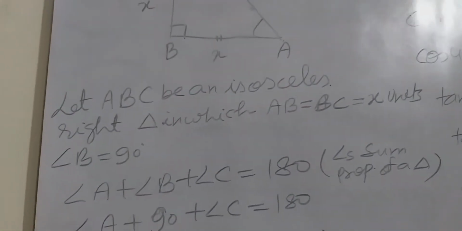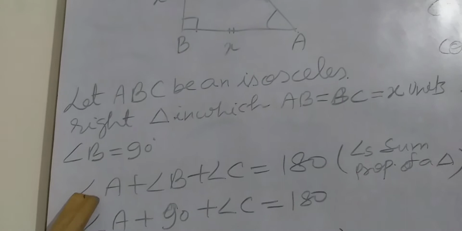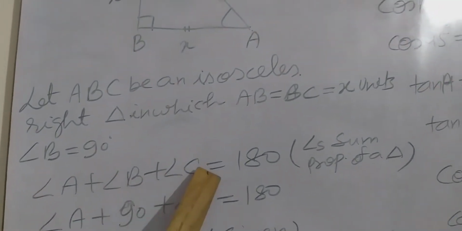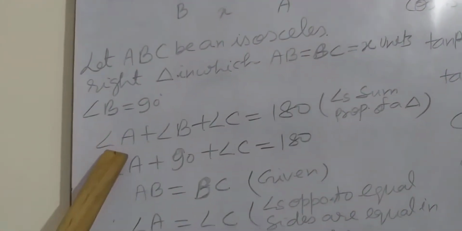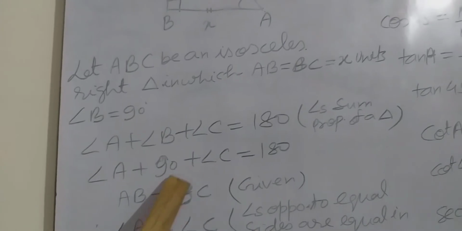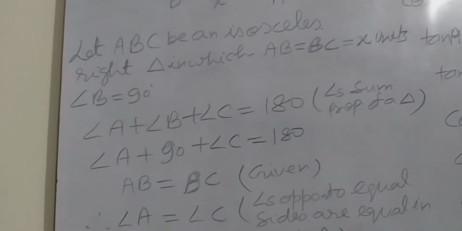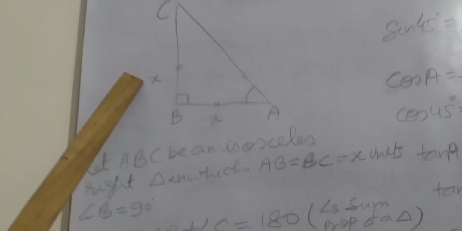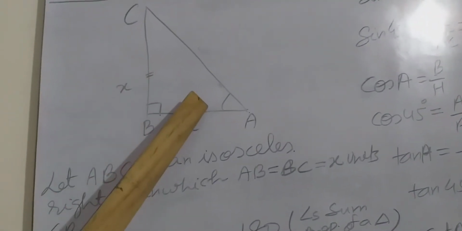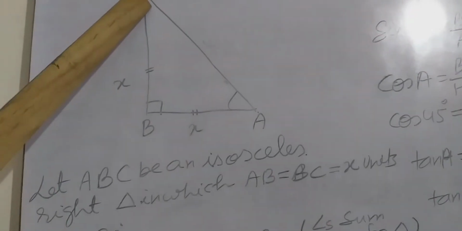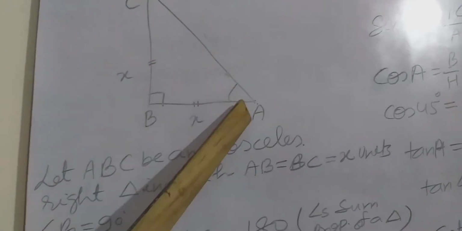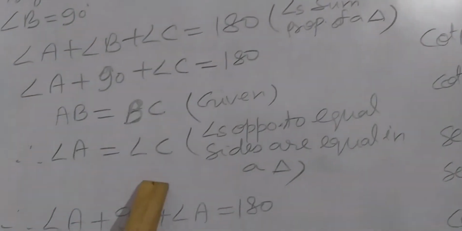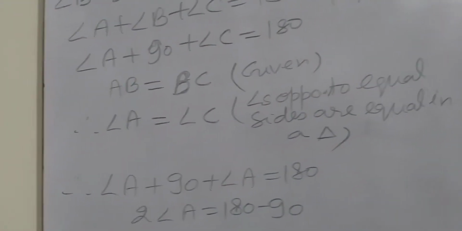Now students, we know that angle B equals 90 degree. We know that angle A plus angle B plus angle C equals 180, the angle sum property of a triangle. So angle A plus angle B, 90 degree, plus angle C equals 180. But students, AB equals BC, so the angle opposite to AB, which is angle C, and the angle opposite to BC, which is angle A, are equal. Angles opposite to equal sides are equal. So we can write angle A equals angle C.